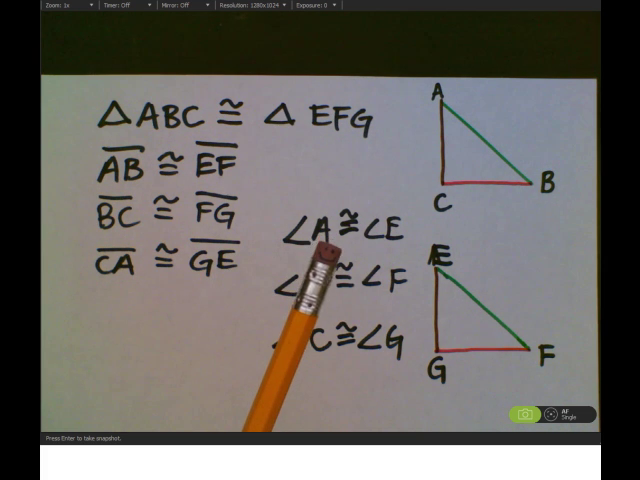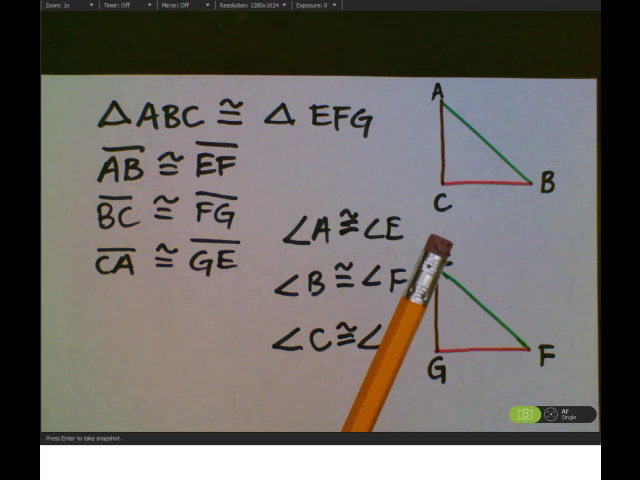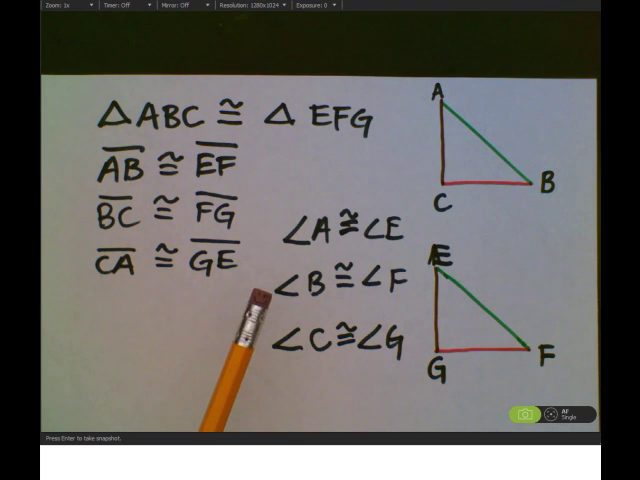We also have the angles, right? Angle A and angle E. Angle A corresponds to angle E, so the two of them are congruent as well. B and F, C and G. So we've got all these things that we can conclude just based on the congruency statement.